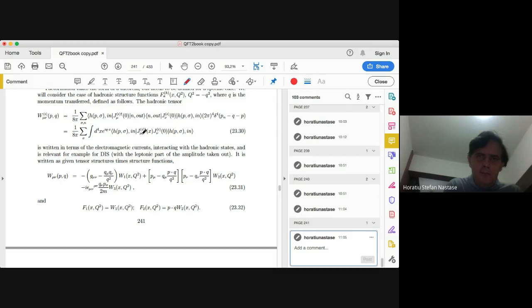Well, okay, I'm a little bit confused about this. But I'm a little bit confused about this delta function in here, because normally this would give just delta of q. All right, let me continue.